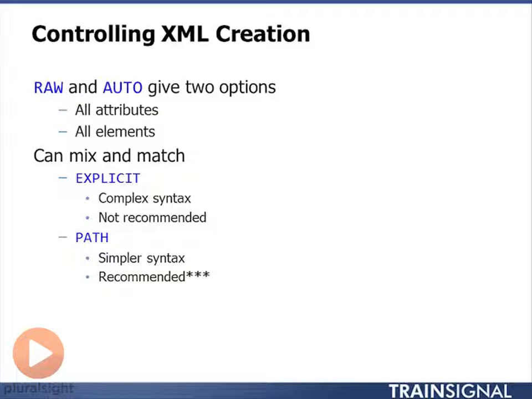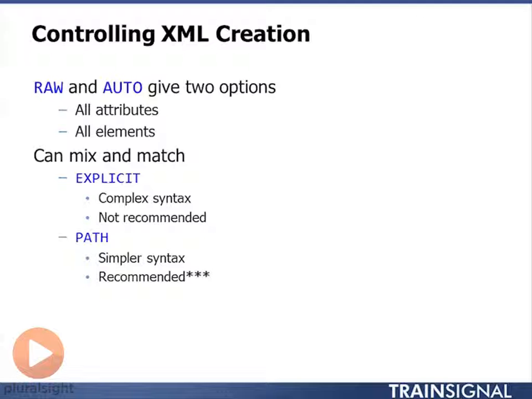The problem that we have with raw and auto is that while as nice as they are, they basically give us two main options in regards to structuring our XML. We can either have all attributes or all elements, nothing in between. What happens if maybe I want the ID as an attribute and I want the name as an element? Well, unfortunately, can't do that with raw or auto.